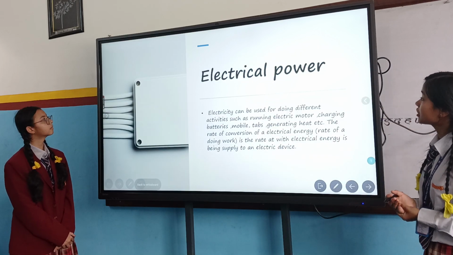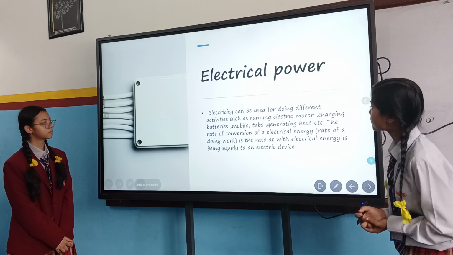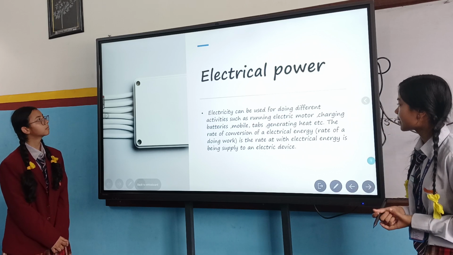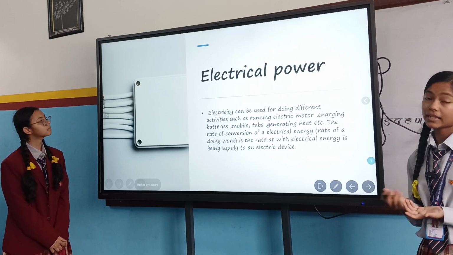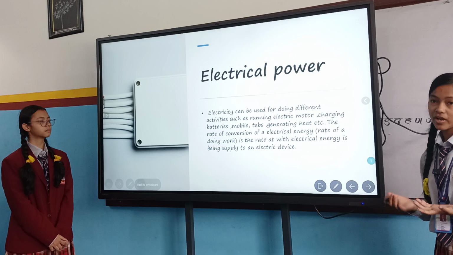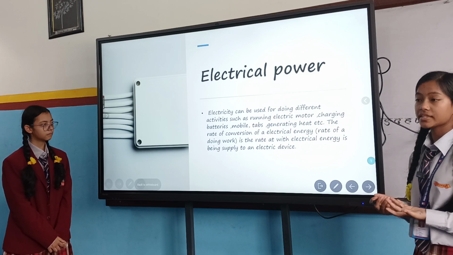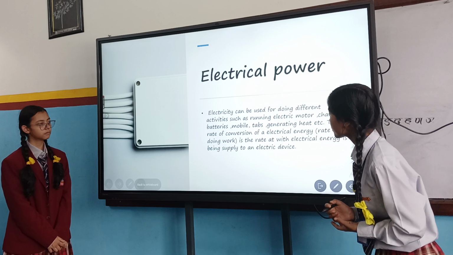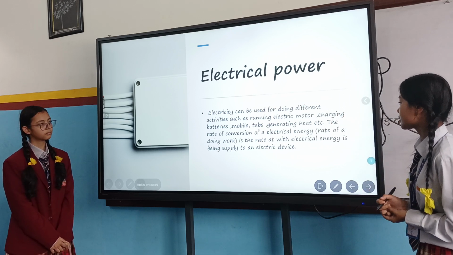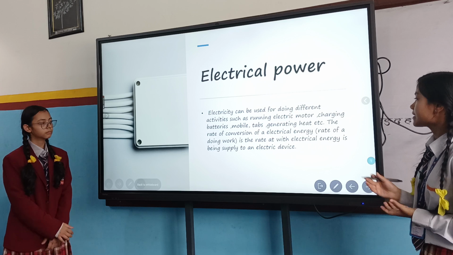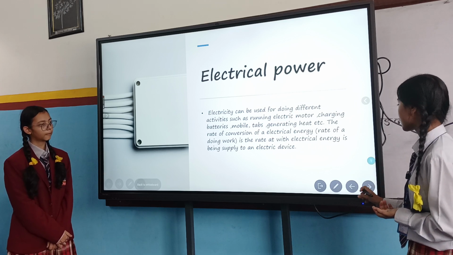So next is electrical power. Electricity can be used for doing different activities such as running an electric motor, charging batteries, mobiles, tabs, generating heat, etc. Electricity can be used in charging our mobile phones, tabs, and many kinds of batteries, and also generating heat, as we discussed earlier. The rate of conversion of electric energy, that is the rate of doing work, is the rate at which electrical energy is being supplied to an electric device.